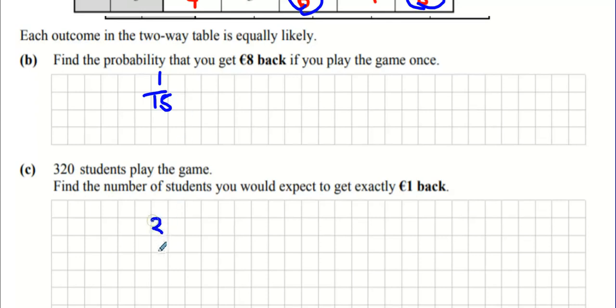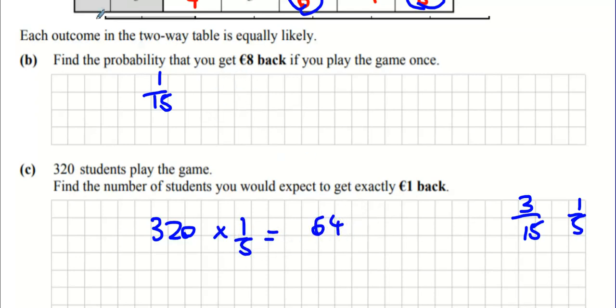It's 320 students. Find the number of students you expect to get exactly €1 back. We said already that's 3 out of 15 is the outcome, and that's 1 out of 5, and then 320 multiplied by 1 out of 5 is 64 students. We expect to get €1 back.